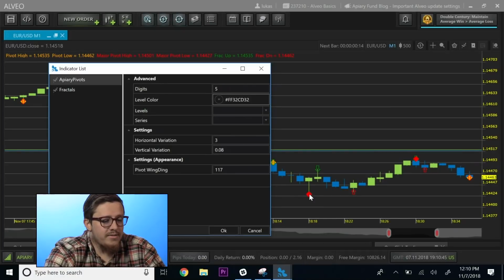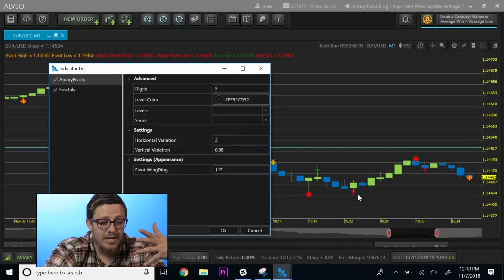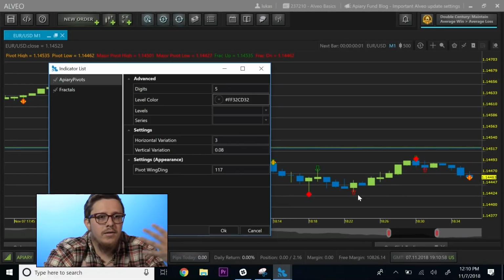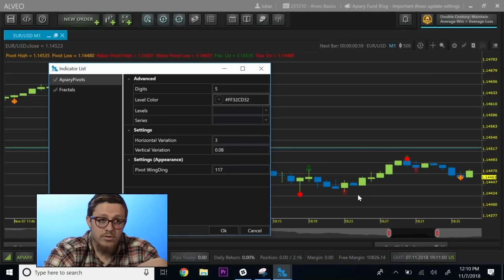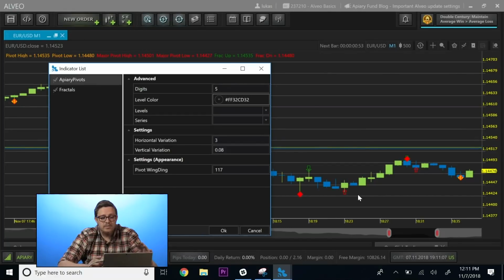With the pivots, unlike the fractals, after every pivot low you have to have a pivot high. After every pivot high, you have to have a pivot low. You can have 2 fractal downs or 2 fractal ups in a row. You can't have 2 pivot highs or 2 pivot lows in a row though. And that's where that differentiation comes in. That's why you'll see a lot of times certain fractals that don't have pivots and vice versa.